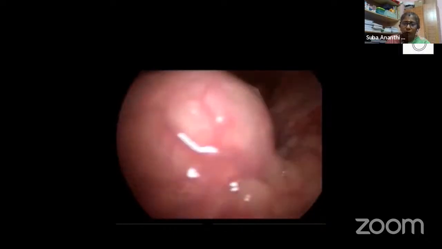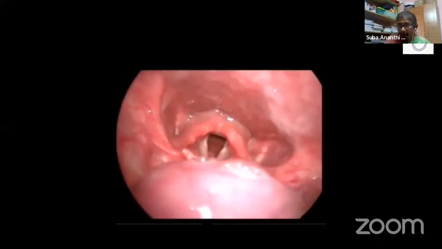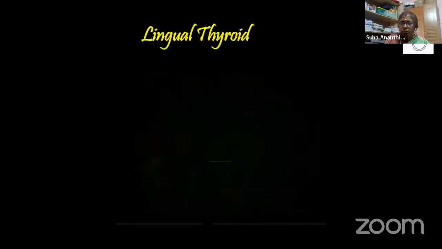Lingual thyroid occurs when the descent of the thyroglossal duct is arrested. When it fails to descend, the thyroid gland will be present in the foramen cecum, and it is called a lingual thyroid. Usually they don't go for thyroidectomy unless the patient presents with complications like airway obstruction. And before going for thyroidectomy, they have to look whether there is accessory thyroid tissue present.